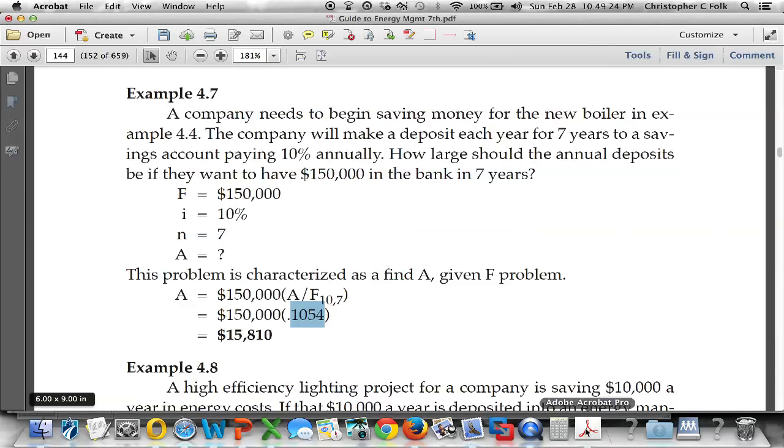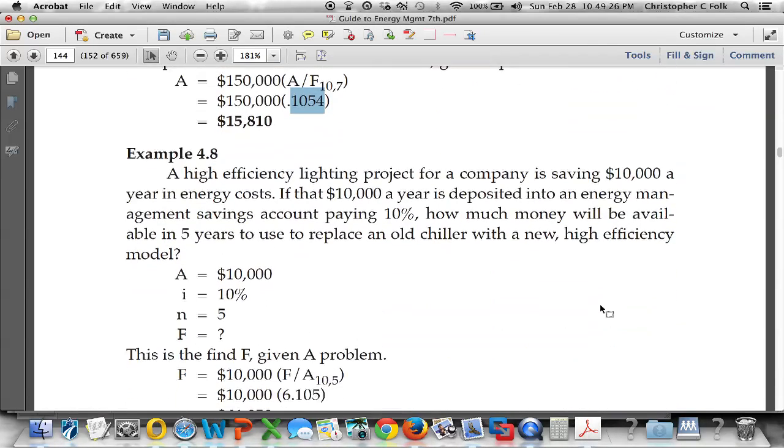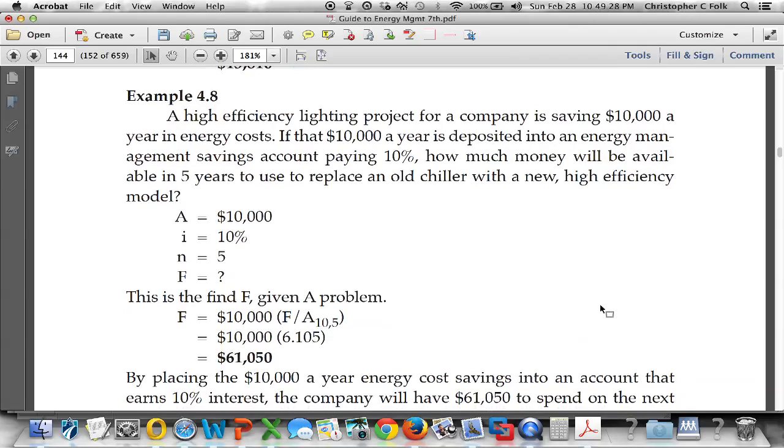All right, next one. High efficiency lighting project. The company is going to be saving $10,000 a year in energy costs. If we deposit that $10,000 into an account paying 10%, how much money will be available in 5 years? And we're going to use that money to replace the old chiller with a new high efficiency model. So this is really neat. We're going to leverage energy savings with one project to pay for more energy savings for the old chiller that's going to be due for replacement in 5 years. So this one's kind of neat.